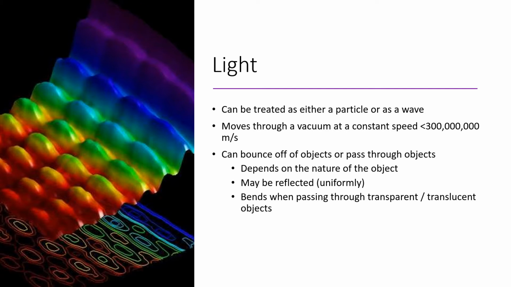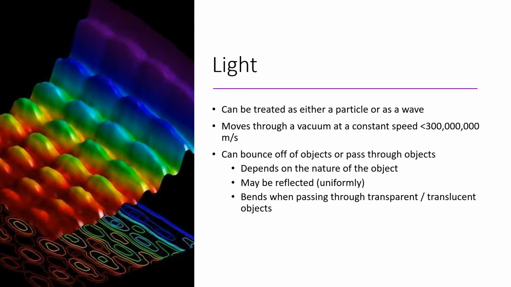Light moves through a vacuum at a constant speed of about 300 million meters per second. It will slow down when it goes through literally anything else. A vacuum is a space that's completely devoid of all other matter. If it goes through air or even the thinnest layers of our atmosphere, it's going to slow down. When light slows down, it refracts. We'll talk about that in a bit.